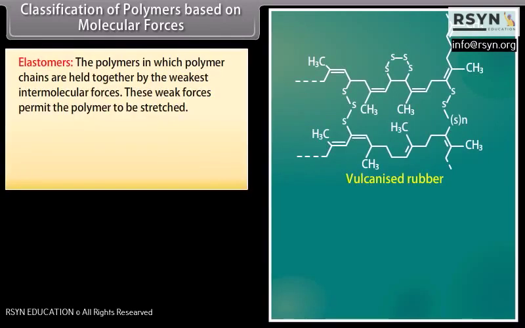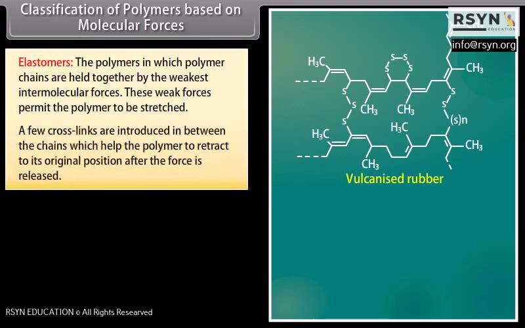Classification of polymers based on molecular forces. Under this type of classification, there are four subcategories. Elastomers. These are polymers in which the polymer chains are held together by the weakest intermolecular forces. These weak forces permit the polymer to be stretched. A few crosslinks are introduced between the chains, which help the polymer to retract to its original position after the force is released. For example, vulcanized rubber.